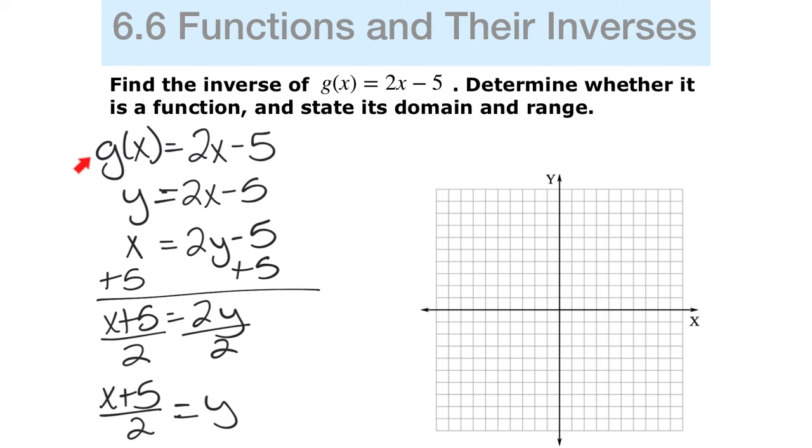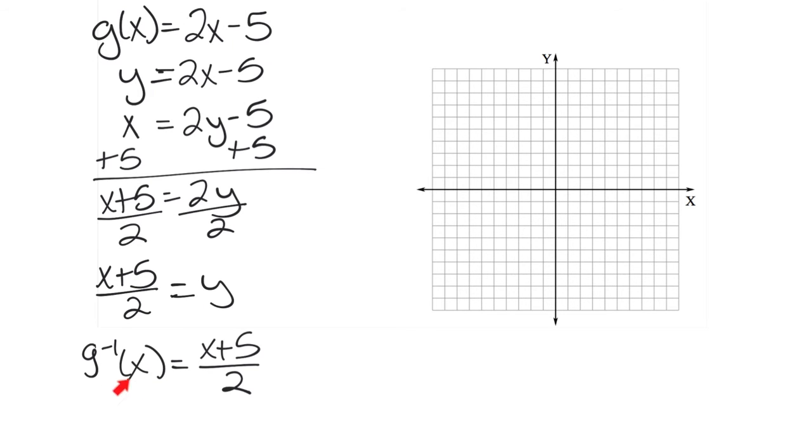I started with my original function g of x. I wrote it as y equals. I switched my x and my y, and then here's my steps to get y by itself. I've written it now using function notation, and since I'm going to graph this, I do think it's going to be easier to rewrite it as 1/2 x plus 2.5, because then I can look at my graph. I can start at 2.5 for my y-intercept, and I can use my slope of 1/2, so up 1 over 2, and there will be my graph.